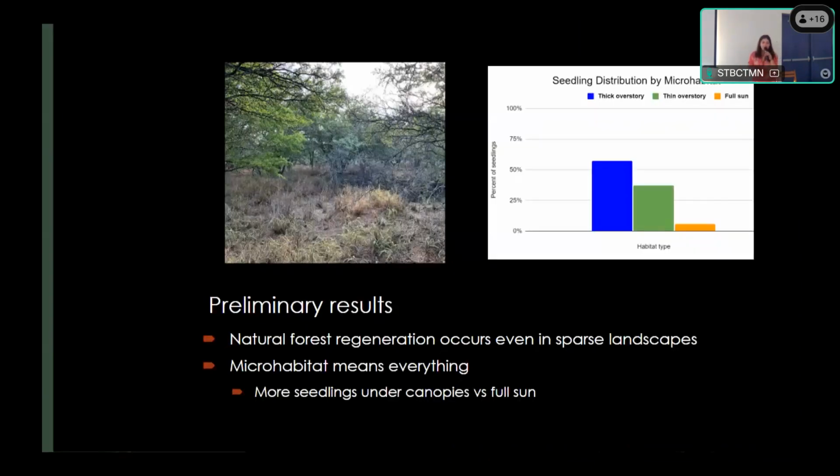So what are some of the preliminary results for this study? So there is natural forest regeneration that occurs even in sparse landscapes. And I included this picture because right here, this is all invasive grass. And whenever you go out and look at that, it doesn't look very nice. Seeing the grass can be a little bit depressing, but right behind the grass, there's an ebony tree right here.